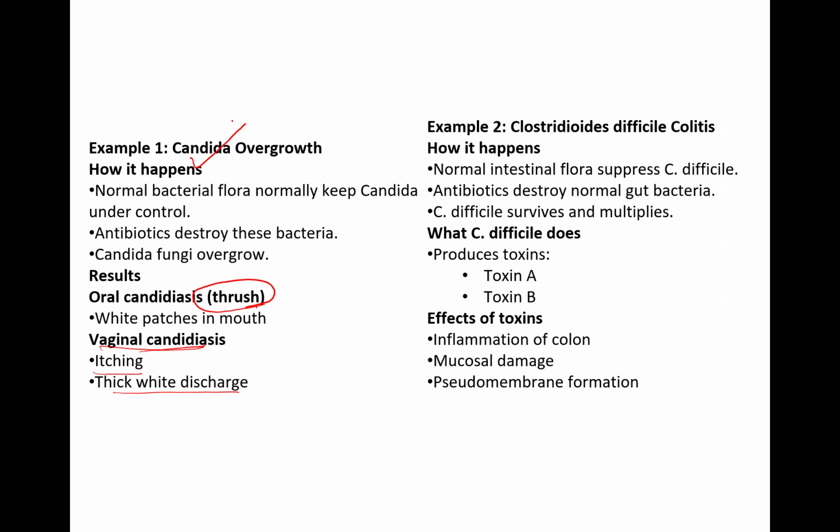The second one is Clostridium difficile, causing Clostridium difficile colitis. It is also known as pseudomembranous colitis.